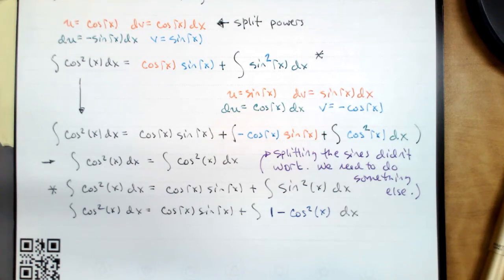Now we're in the category of the original integral appearing in the secondary. But the important difference is it is just one of the terms in the secondary. I'm going to split the 1 minus cosine squared into the integral of 1 dx minus the integral of cosine squared dx. So I'm going to rewrite this integral.